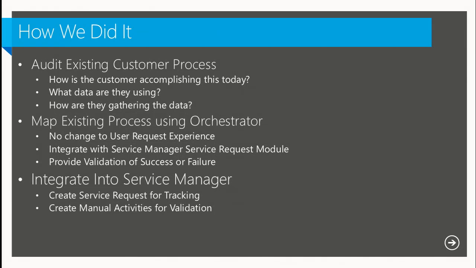Now, we didn't change their existing user request experience because the branch champions still do it in the same way. They go to that web form, supply the data. They don't even know that there's a new system in place. They still get the email validation, so on and so forth. We also integrated with the service request module in Service Manager. We did that using existing activities in Orchestrator. And then we provided validation of success or failure using email.